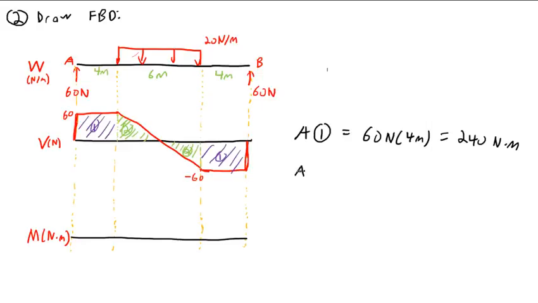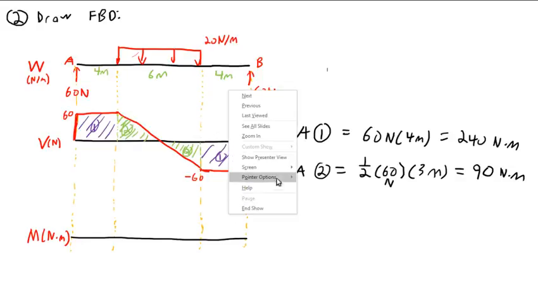And then area 2, it's a triangle, 1/2 base times height, 1/2 times 60 times 3. And these are just the areas of these. I'll actually have to go and apply appropriate signs as need be. These are just the magnitudes. 90 newton meters. Okay, so this triangle has a magnitude of 90, 90, 240, 240.